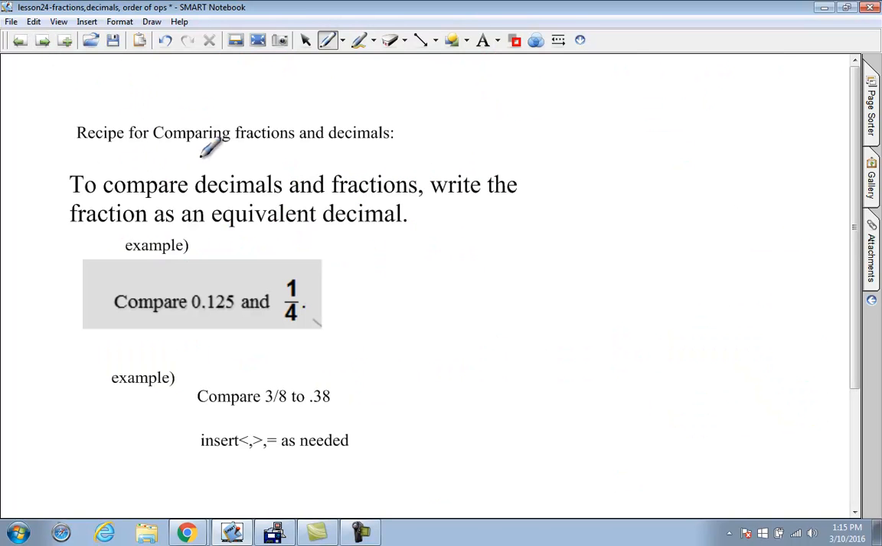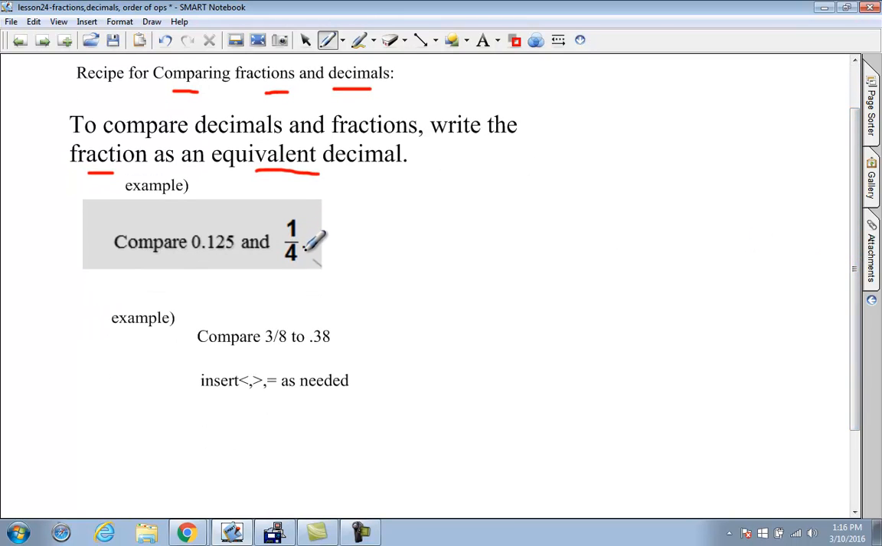Now let's look at comparing fractions and decimals. General recipe, general strategy to compare decimals and fractions: write the fraction as an equivalent decimal. So if somebody says compare 0.125 to 1/4, unless I know in my mind that 1/4 is 0.25, I have to physically perform that division. So I'll take 4 going into 1.0. That's an easy fraction. Most people know it, but I can still do it.